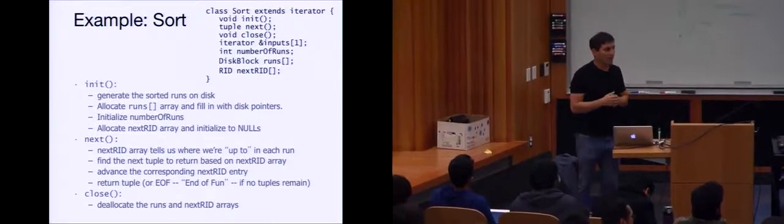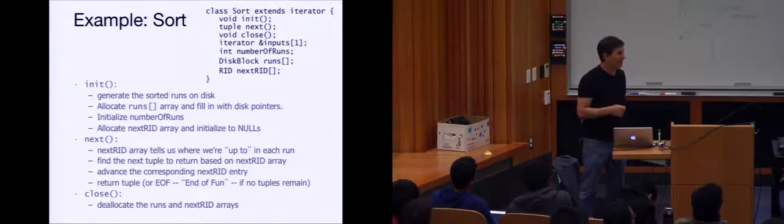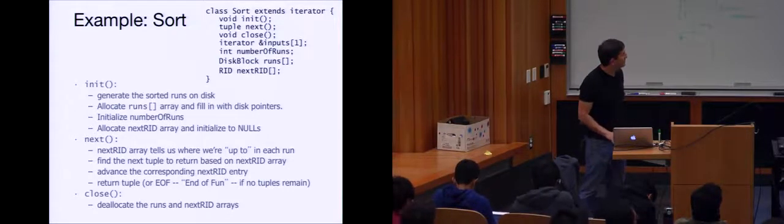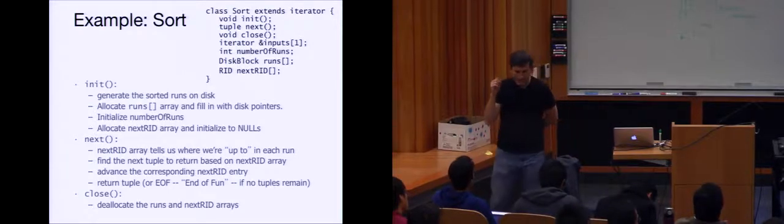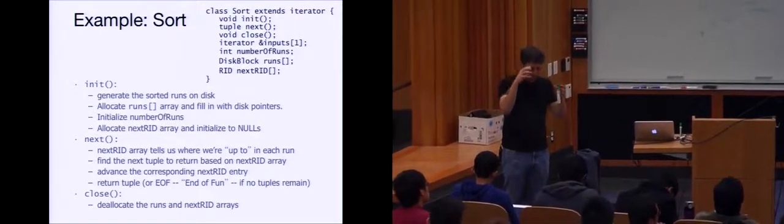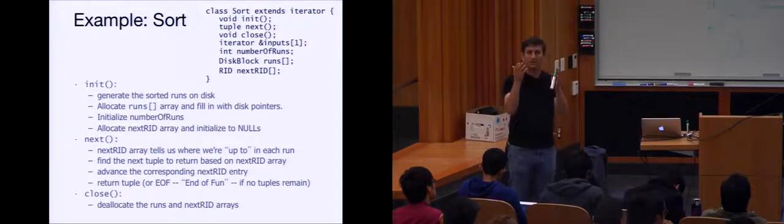Hash is pretty comparable, so you can do that as an exercise. Pseudocode out what's the init for hash, what's the get next for hash. All right. Note that the next call and the init call, these are all synchronous calls. The iterator above you invokes init, and it's blocked until the init comes back, right?